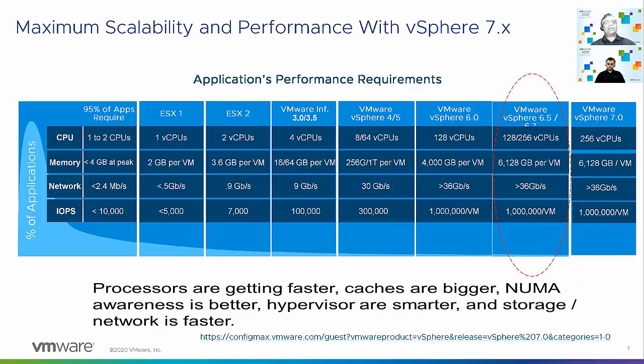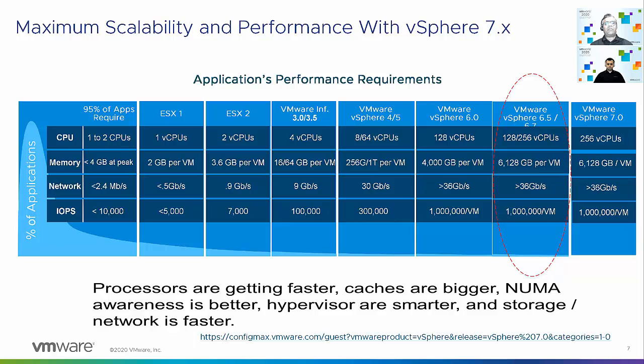If you take a look at the slide here, all the processors nowadays are getting faster, caches are getting bigger, the NUMA awareness is better, all the hypervisors are getting smarter, and storage is faster as well. So this makes perfect sense for virtualizing most of the applications, right? With every version, VMware has been increasing the performance and scalability by leaps and bounds. So any lingering performance concerns related to VMware virtual machines are clearly due to a lagging perception from very early generations, which essentially, I do agree, had limited capabilities, right?